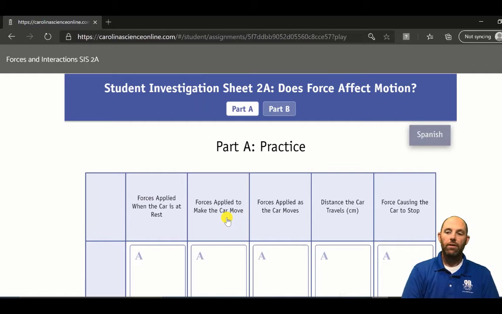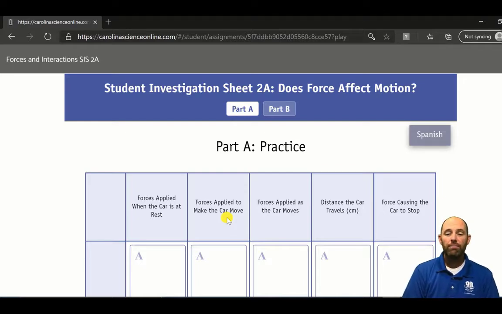Imagine that car again. If I push the car, what forces apply to the car when it's at rest before I push it? Make a list of all the forces you think are on that car when it's just sitting on the desk. The second, what forces are applied to the car to make it move? So if I wanted to move my car forward, what forces would be on the car to make it move forward? Now, after I started moving and it's rolling, what causes the car to slow down? What force do you think that is? Write that in the third column for me.